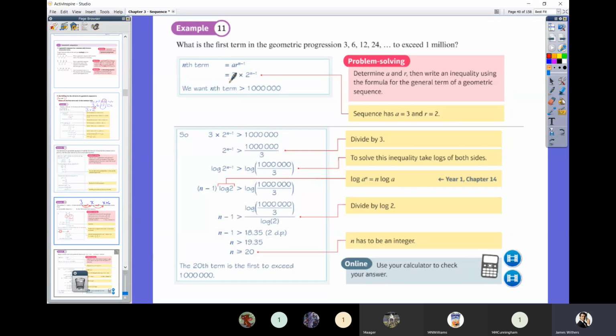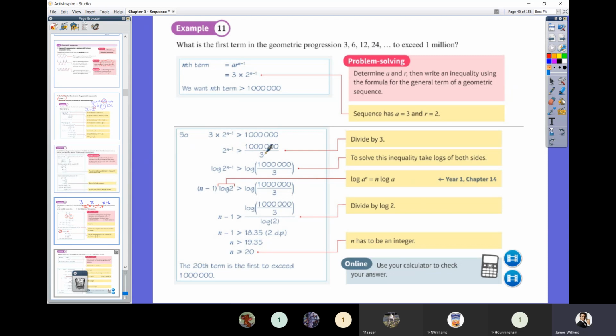So we've got a times 2 to the power of n minus 1. Now that specific term has got to be greater than 1,000,000, okay? So we're just setting it up so that there is the specific term. Note how we're using n minus 1 because the power is 1 less than the term itself. That's got to be greater than 1,000,000.